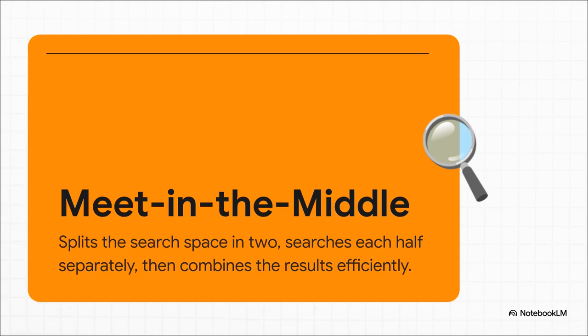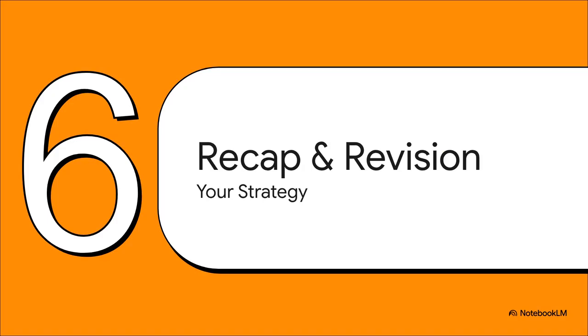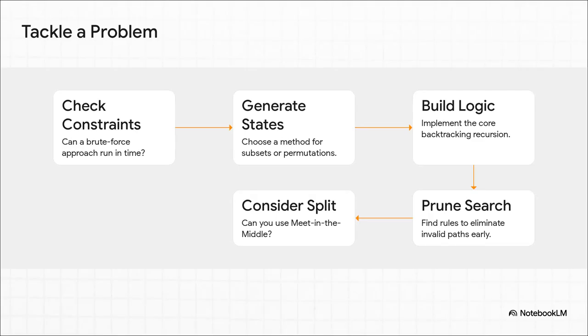All right, we have covered a ton of ground, from the absolute basics of generation to these super advanced optimization tricks. So let's boil this all down into a clear, step-by-step strategy you can actually use when you face one of these problems. Here it is, your 5-step thinking process. Step 1, always check the constraints. If n is something small, like 20 or less, a complete search is probably feasible. Step 2, decide how you're going to generate all the possible states. Recursion? Bit masks? Step 3, build your core backtracking logic.